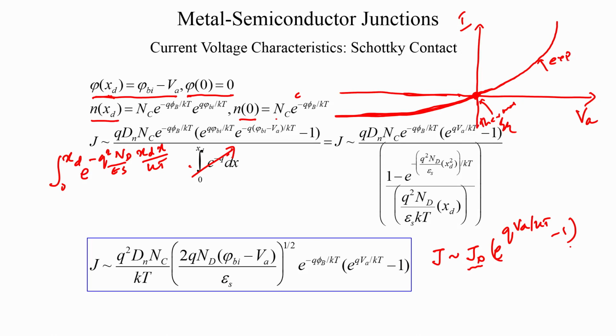If I were to apply say plus 1 volt and minus 1 volt, I would have a lot more current flowing through the device at plus 1 volt as compared to minus 1 volt. You could substitute the values here and calculate that. Therefore, it is a device that allows current in one direction, and it behaves like a diode. Some of you might be familiar with PN junction diodes, but these devices are called Schottky diodes.